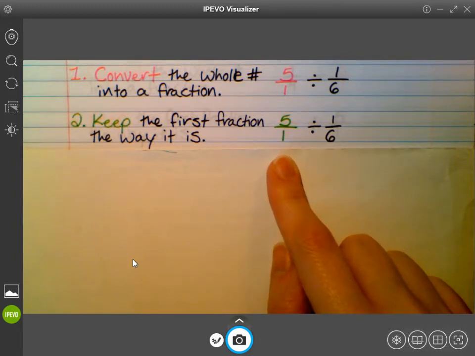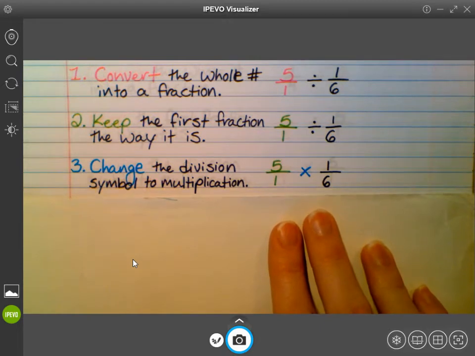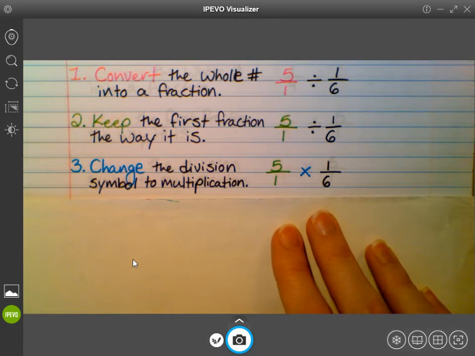All right, are we ready for our third step? Oh, I see a few people finishing up the second step. Go ahead and finish it up. So step 1, convert. If you have a whole number, you convert it to a fraction. Step 2, you keep the first fraction the way it is. Step 3, you change the division symbol to multiplication. You might be thinking, Miss E, you've just completely changed the problem.